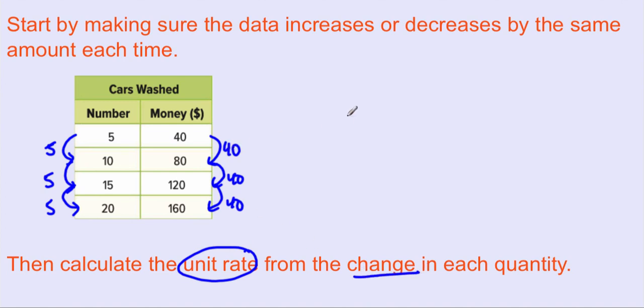So in this case, we take our $40 over 5 cars, and we turn it into a unit rate. $40 for 5 cars. To make it a unit rate, we always divide by our denominator, and we get a constant rate of change of $8 per car. That means the data is increasing at a consistent rate of $8 for every additional car that they wash. Simple as that. Look for that consistent change, then use that data to find your unit rate. That unit rate is your constant rate of change.